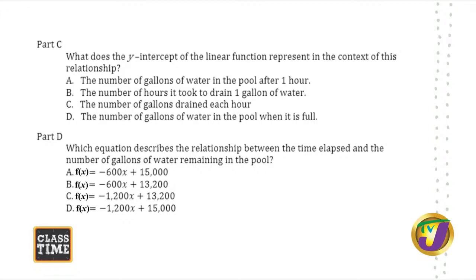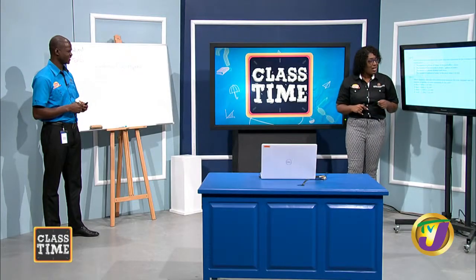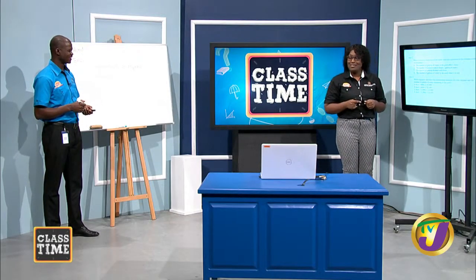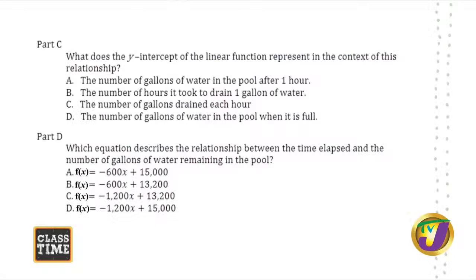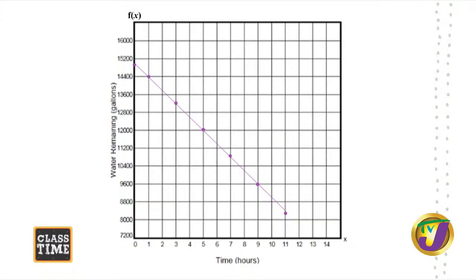So we need to ascertain what the gradient is. Let's just do a trial and error and let's see. Let us select a point that was given. So let us say we are selecting 5. So we should get what? 12,000. Right, so after 5 hours, the pool was at 12,000 gallons.